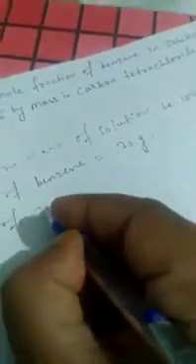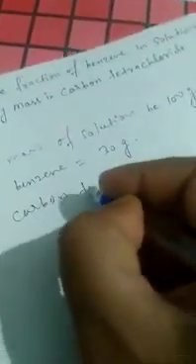Mass of benzene is equal to 30 gram. Now the mass of carbon tetrachloride is equal to 100 gram minus 30 gram, which is equal to 70 gram.